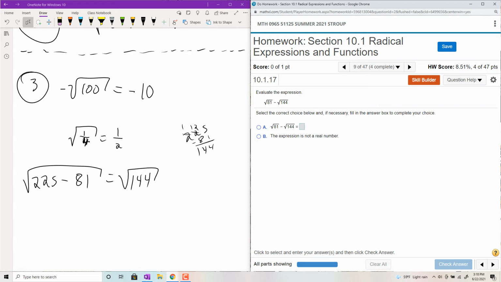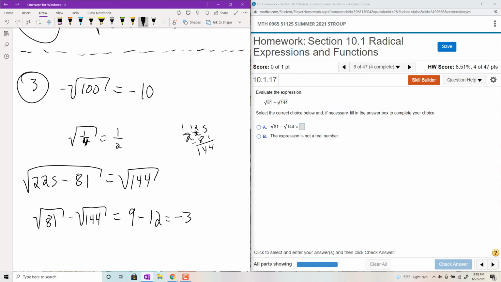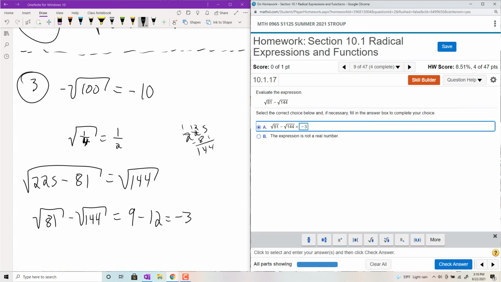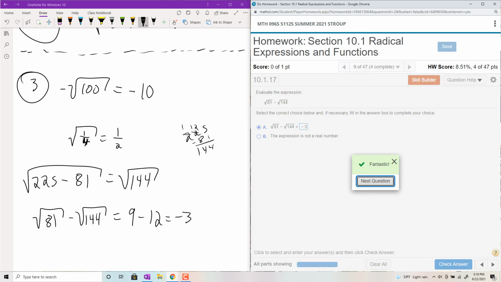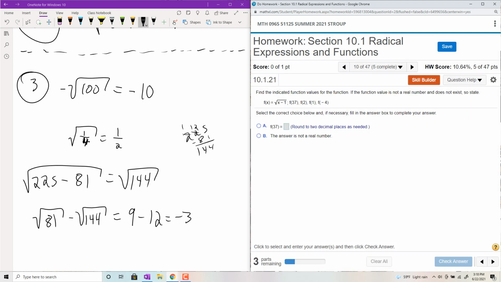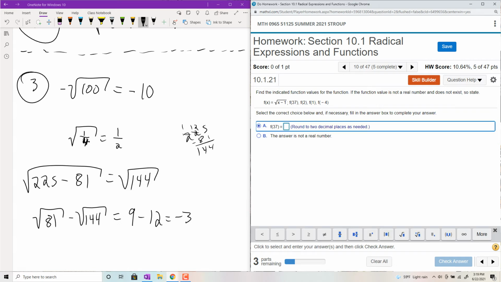And then this is the different version. So square root of 81 minus the square root of 144. It's not the same, right? This will be 9 minus 12, which is -3. So nothing all that challenging so far. They just want you to plug numbers in.